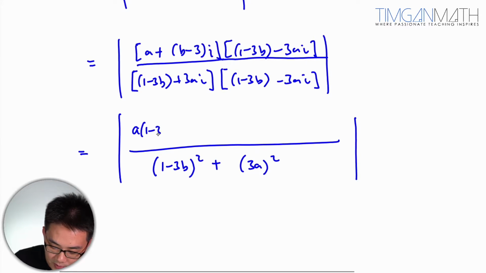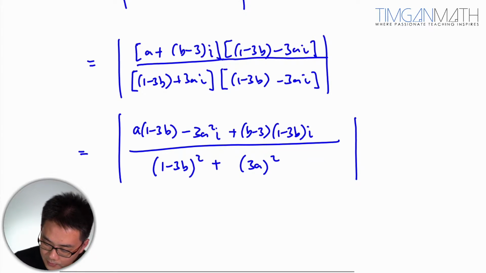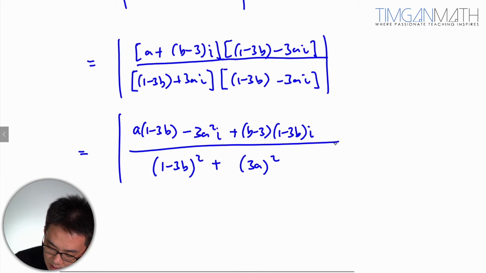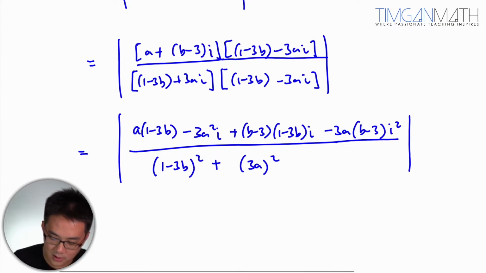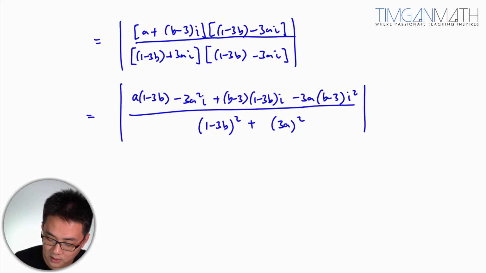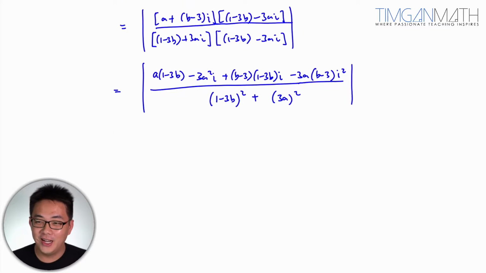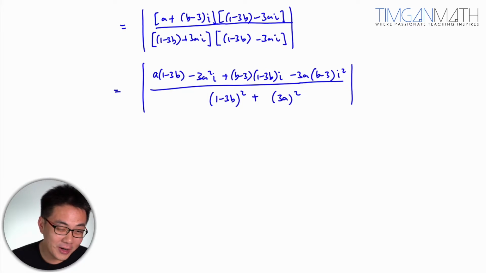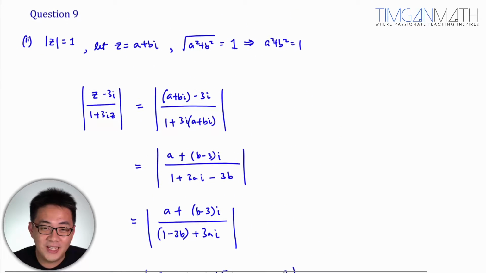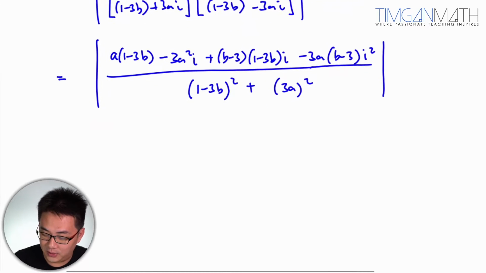So this is 1 minus 3b. And after which you have minus 3a squared i plus (b minus 3)(1 minus 3b)i. Add them up. i squared will be minus, but I'll just leave it as it is first. So then, there you go. So this part is alright, I think. Once this is done, we're just going to see how we can slowly manipulate this out. We only have the square root of a square plus b square equal to 1. So let's see how this will pan out.